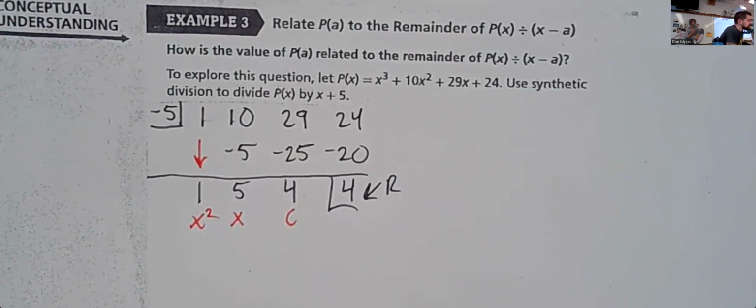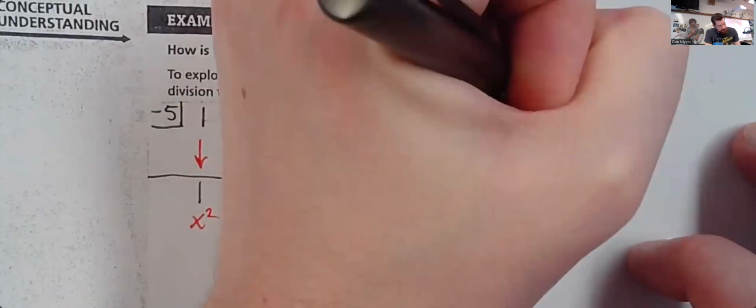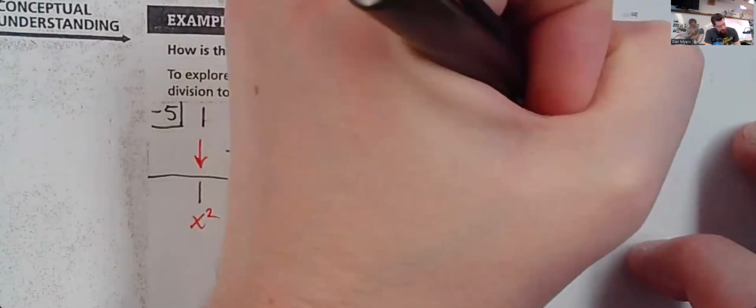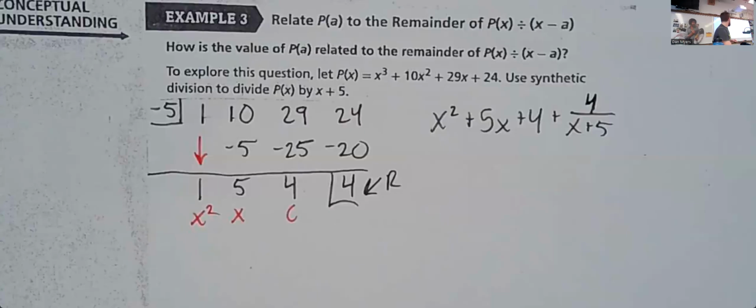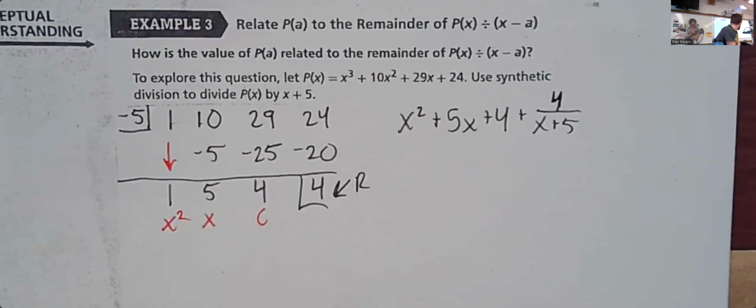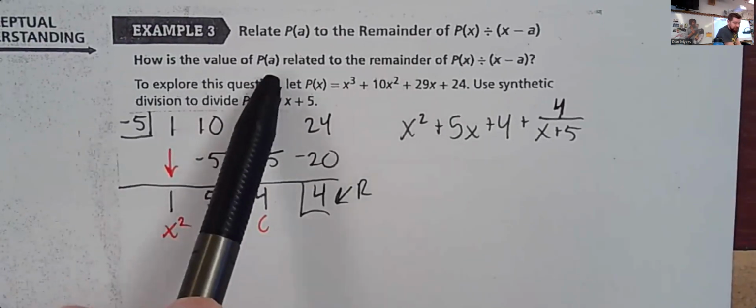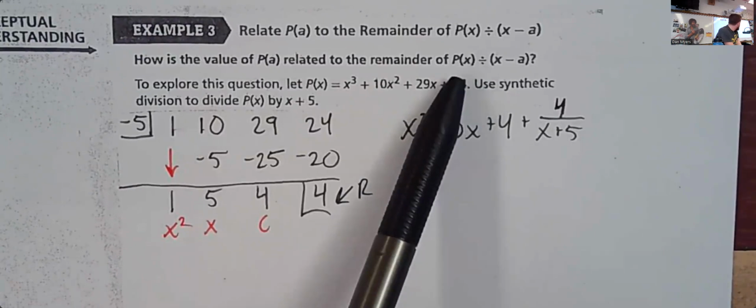So the answer to this in terms of our synthetic division gives us x squared plus 5x plus 4 plus 4 over x plus 5. Now, we're going to use that real quick to figure out how the value of P of A is related to the remainder when you actually divide.